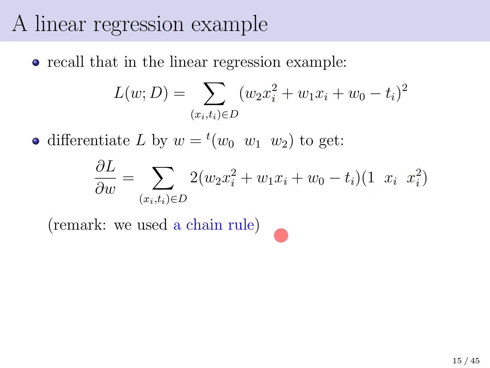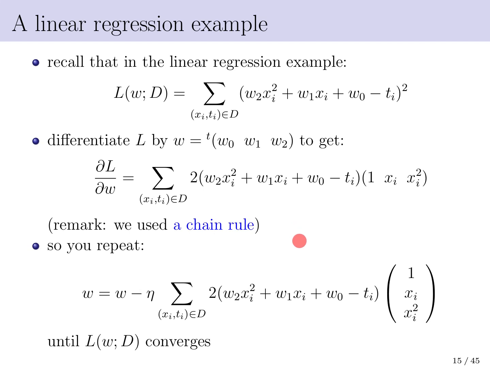This is something you can very easily do by computers or even on paper. The gradient descent method simply repeats this, updating W by this value until L no longer decreases. This is how you can actually do this linear regression.